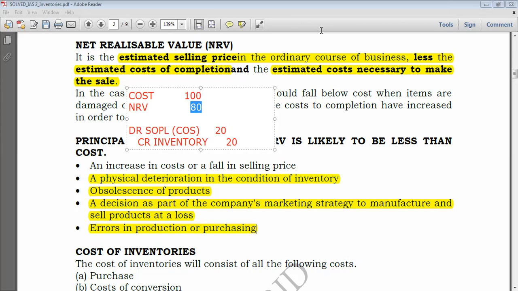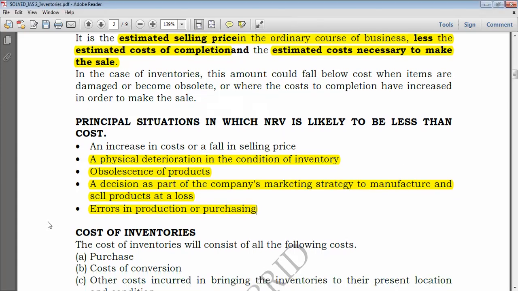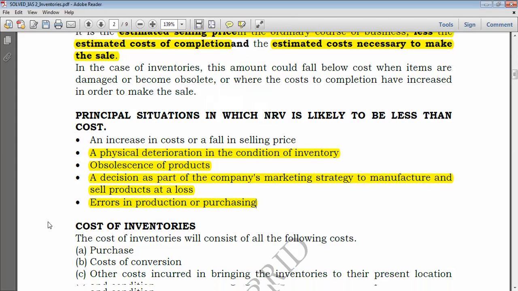All right, so let's proceed. We are here now. As I told you, you have to compare cost and the net realizable value. We are done with how to determine net realizable value, and now we go to how to determine the cost, right?